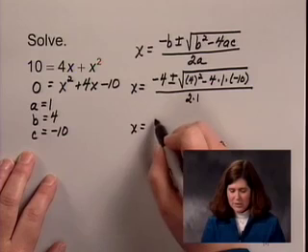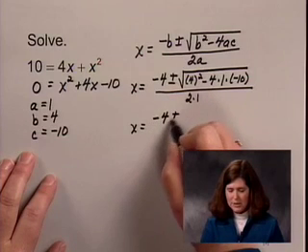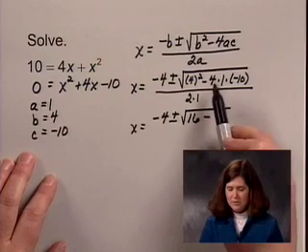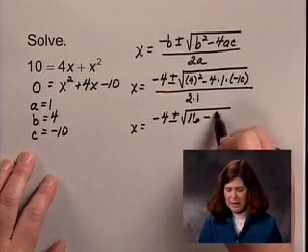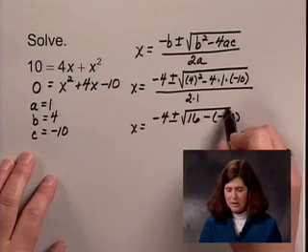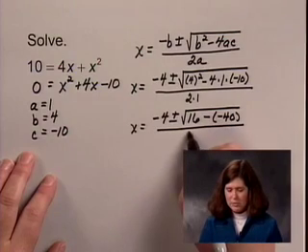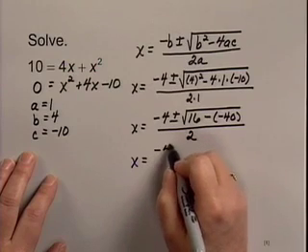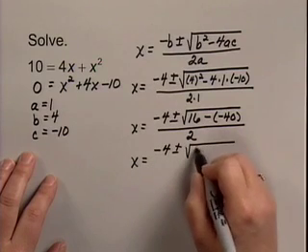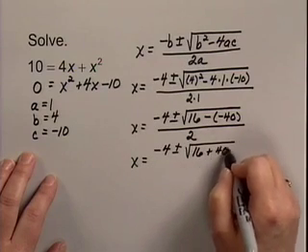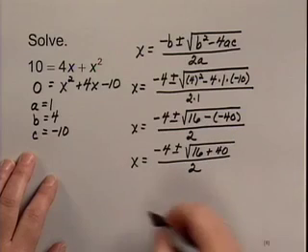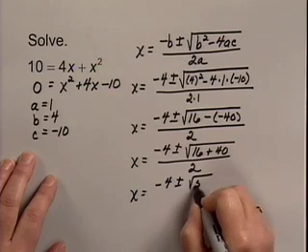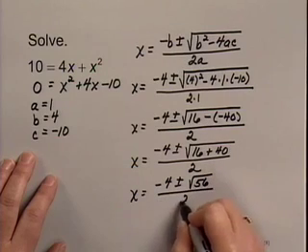We have x equals negative 4 plus or minus the square root of 16 minus 4 times 1 times negative 10 is negative 40, all over 2 times 1, which is 2. That's the same thing as x equals negative 4 plus or minus the square root of 16 plus 40 all over 2, or x equals negative 4 plus or minus the square root of 56 over 2.